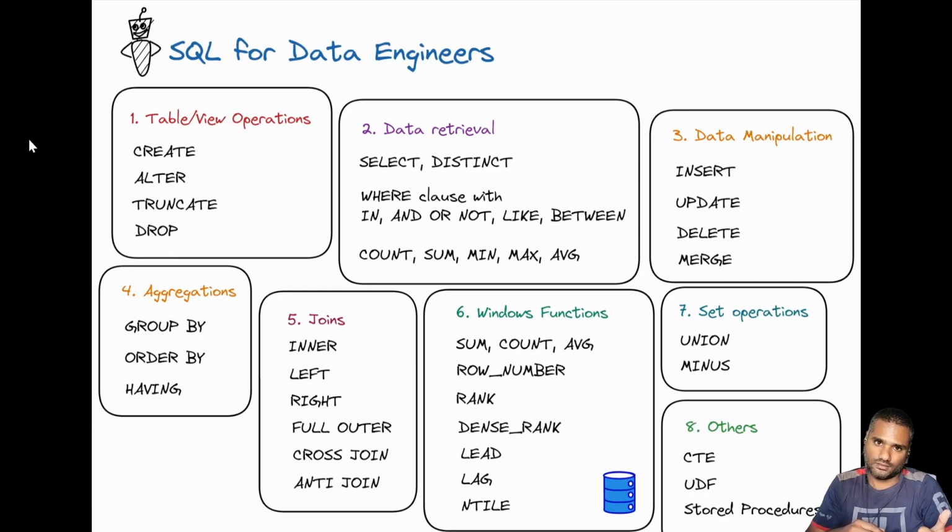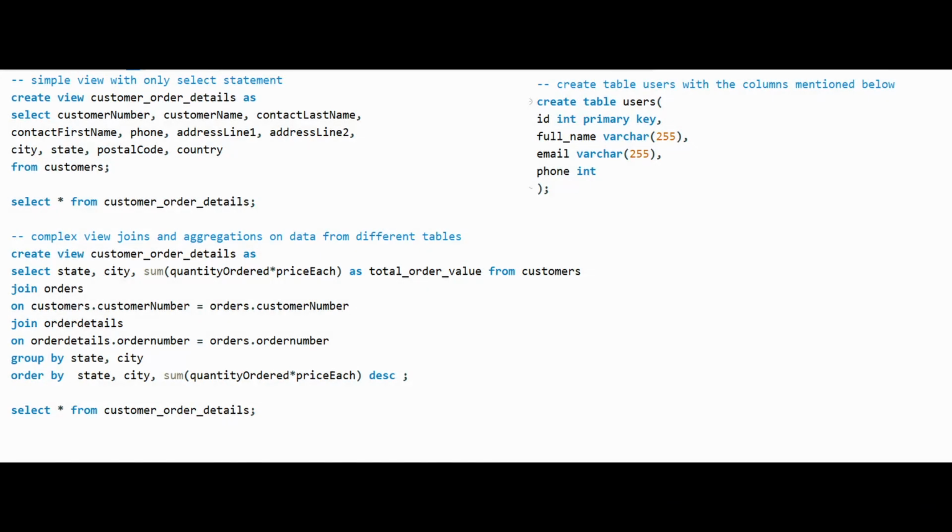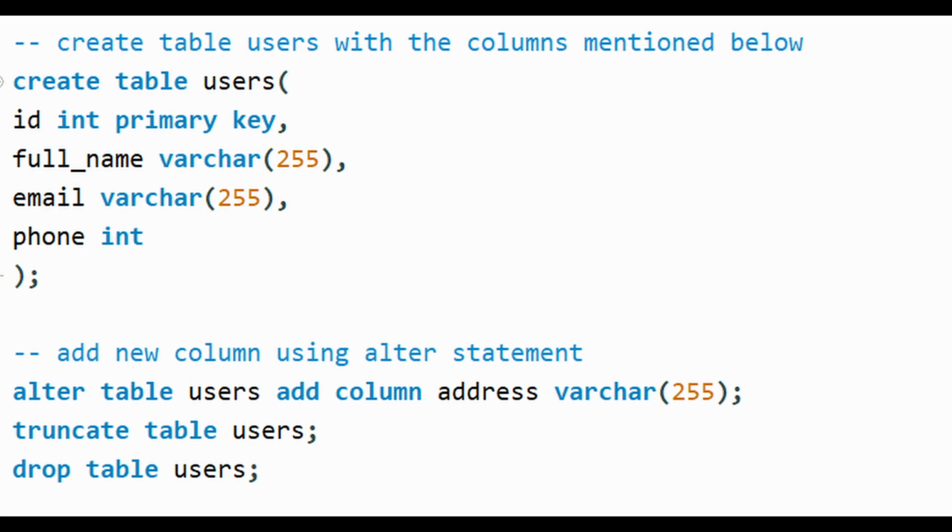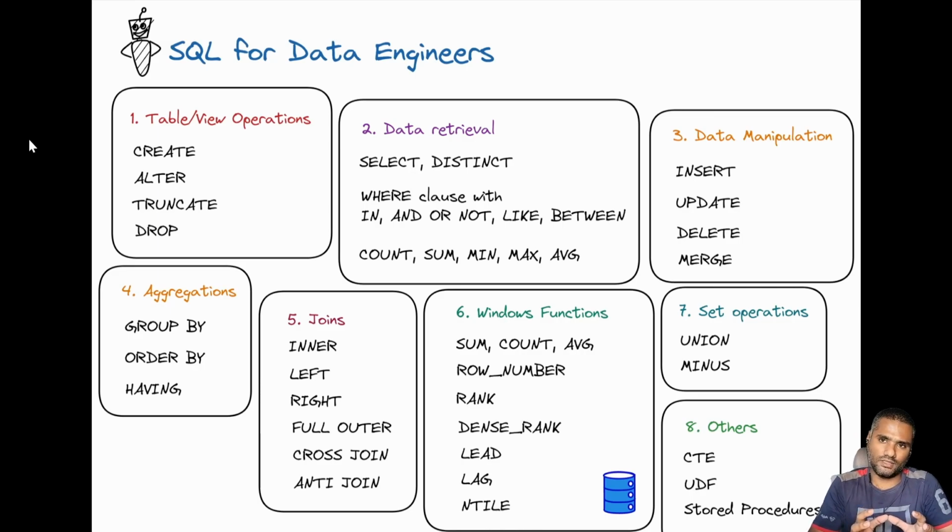Table creation or view operations. If you want to create a table and store the data, we can use the create statement. If you want to make any alterations after the table is created, we can use the alter statement. Truncate deletes all the data present in the table but retains the table structure as is. And if you want to drop the table, we can entirely drop it without having a trace of it using the drop statement. So these are all the different operations that we normally perform on a day-to-day basis as data engineers.